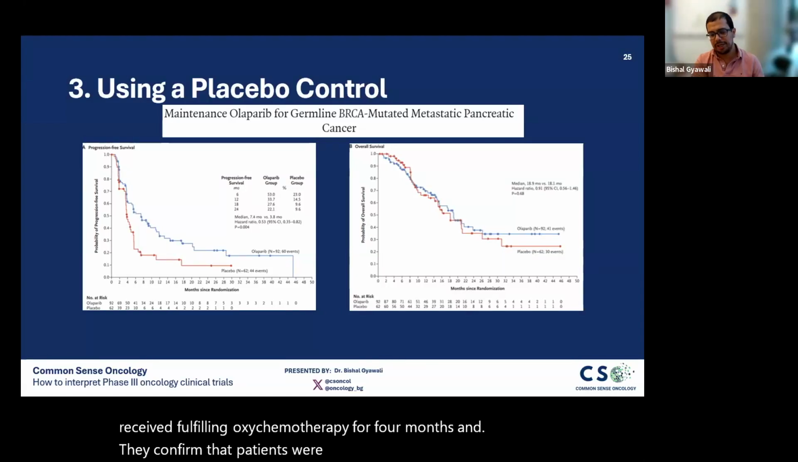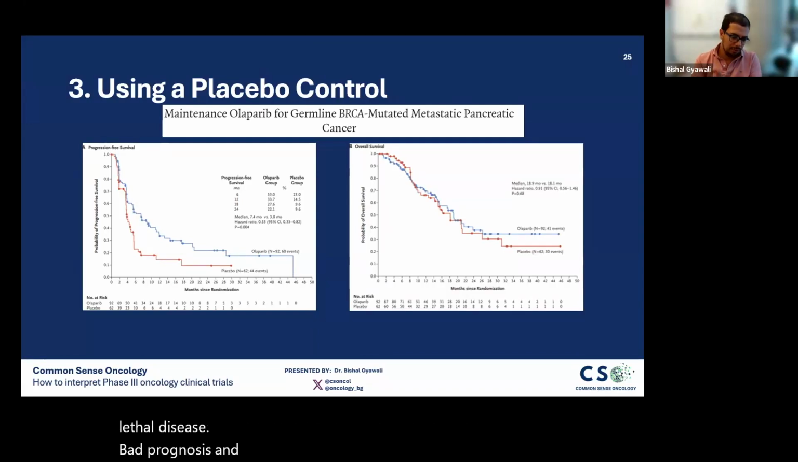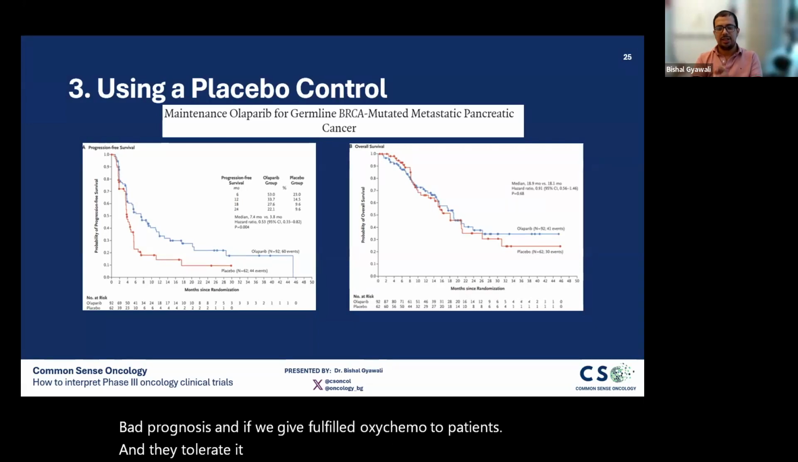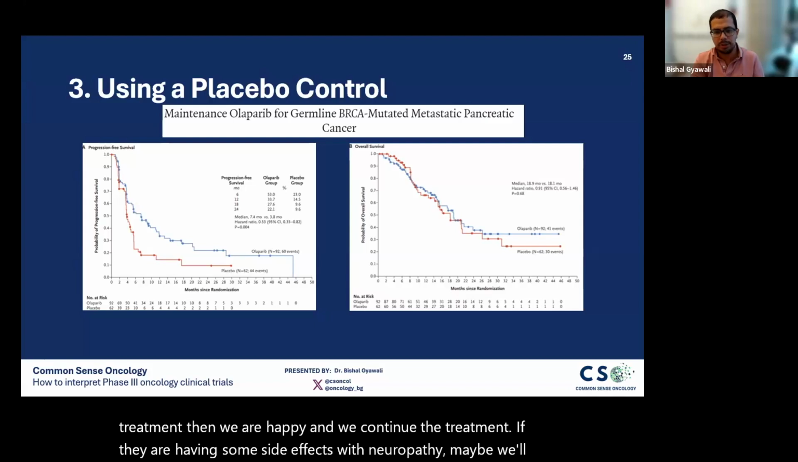Now, advanced pancreatic cancer is a pretty bad disease. It's a very lethal disease, bad prognosis. And if we give FOLFIRINOX chemo to patients and they tolerate it for 4 months and they respond to the treatment, then we are happy and we continue the treatment. If they are having some side effects with neuropathy, maybe we'll take oxaliplatin off, but we'll continue with the rest.